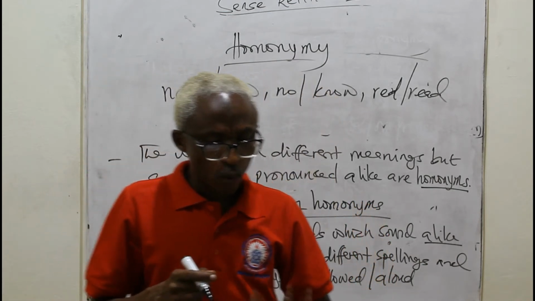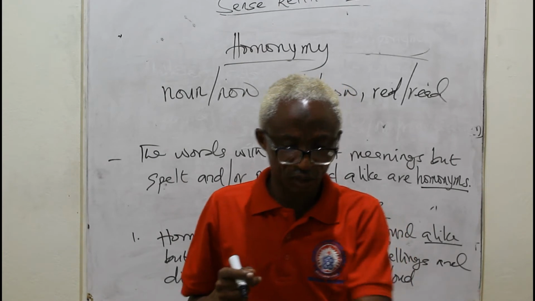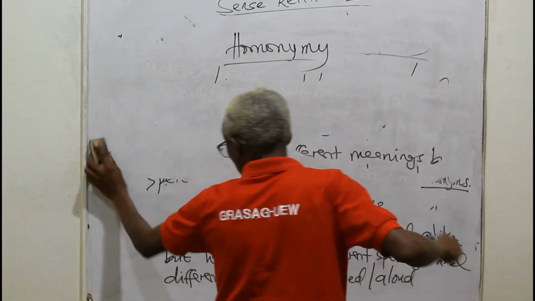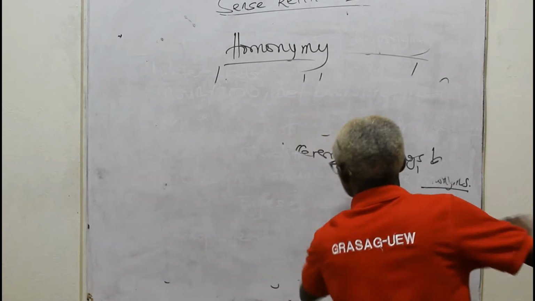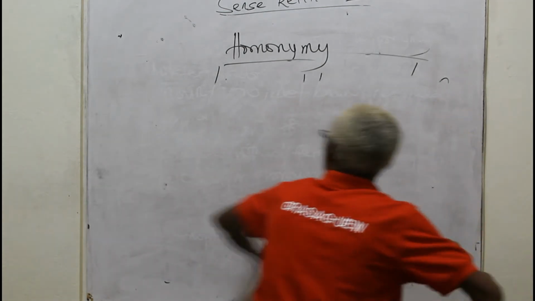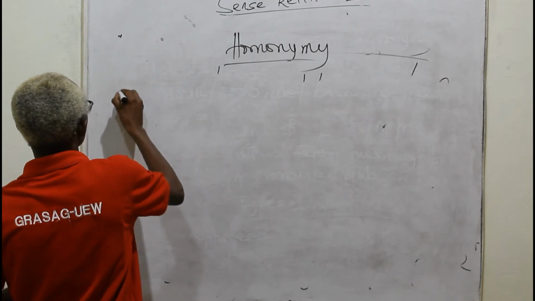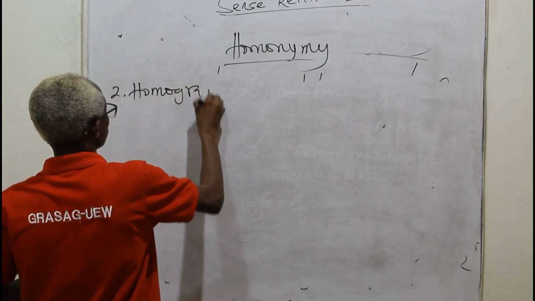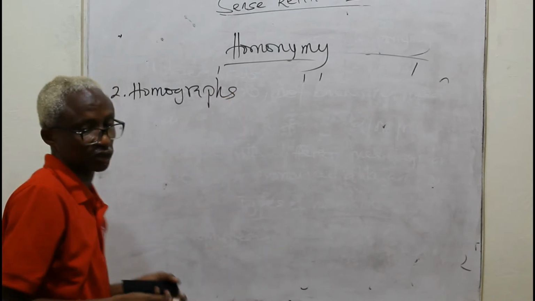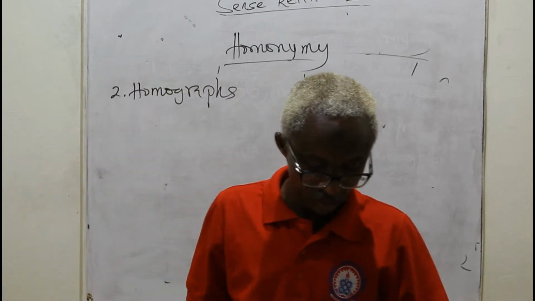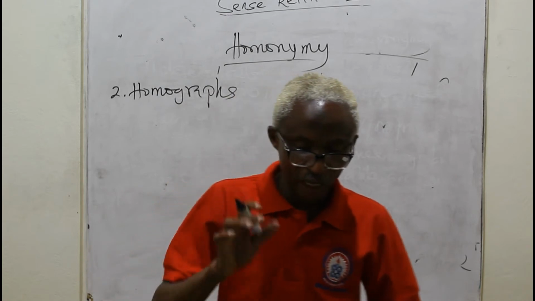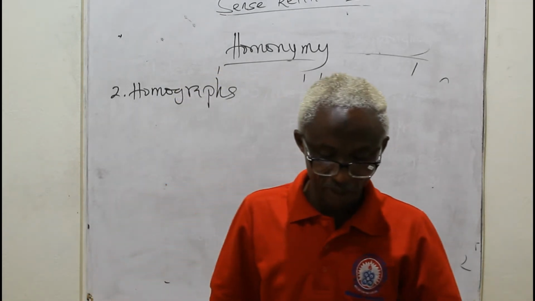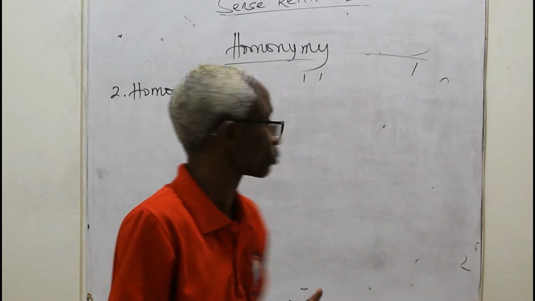Another type of homonymy is homographs. Another type is homographs. These are words which are spelled alike, have same or different pronunciation and different meanings.